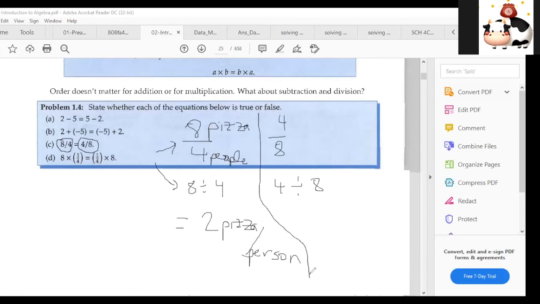But in this second problem, we've got 4 pizzas. I hope you like the way I make my Zs. I like making my Zs like that. But we have 8 people. Okay, 4 pizzas, but 8 people, twice the number of people. Is everybody going to get a whole pizza to themselves?